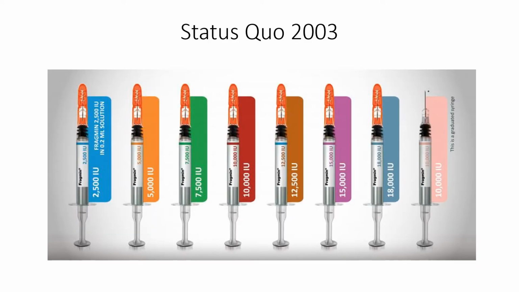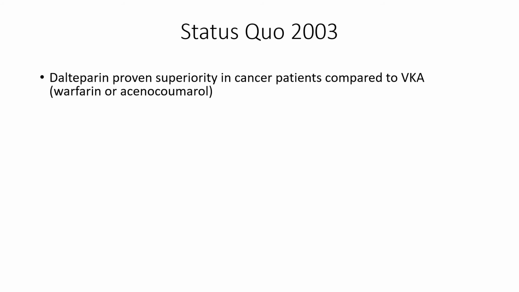So we're going to talk about what used to be done and then update it with what we're now doing. As of 2003, the norm was to use low molecular weight heparin. This was on the back of a study called the CLOT study. And what this did is pit dalteparin against warfarin and similar drugs called vitamin K antagonists. And it looked at these patients to see which one was better at stopping clots from coming back.